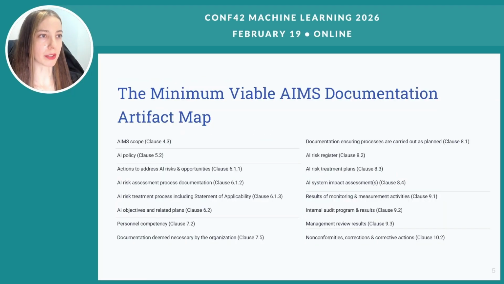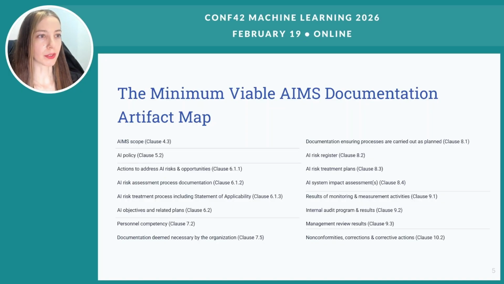Now zooming into the artifacts. In lead auditor training, the requirements of ISO 42001 are often distilled into required activities and required documentation artifacts. Today, I'm focusing on the documentation side, and you can think of these 16 items on this slide as 16 points where clarity is required across the auditable clauses 4 through 10.